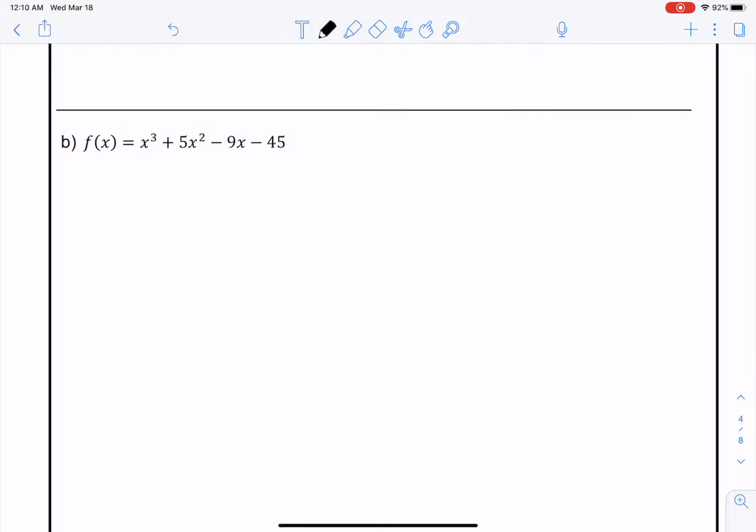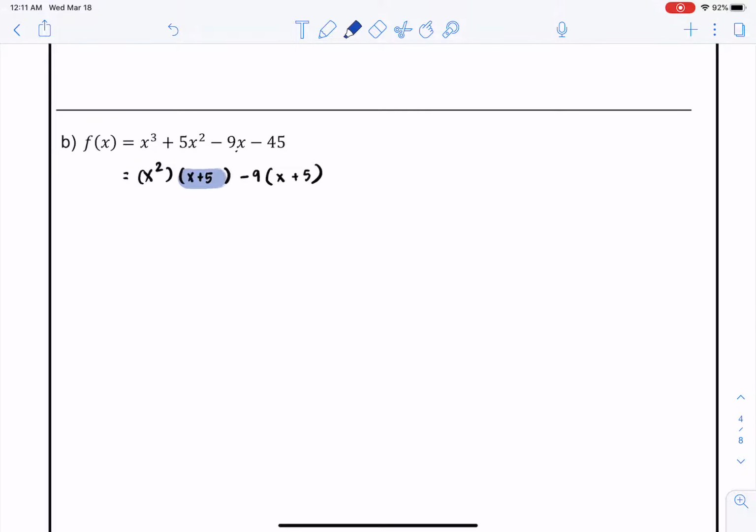So if you look at the first two terms, we have x squared in common. So if I pull x squared out of x cubed, I will get x. If I pull x squared out of 5x squared, I will get 5. Likewise, if I pull a negative 9 out of the last two terms, negative 9 comes out of negative 9x, we have x. Negative 9 comes out of negative 45, we have plus 5.